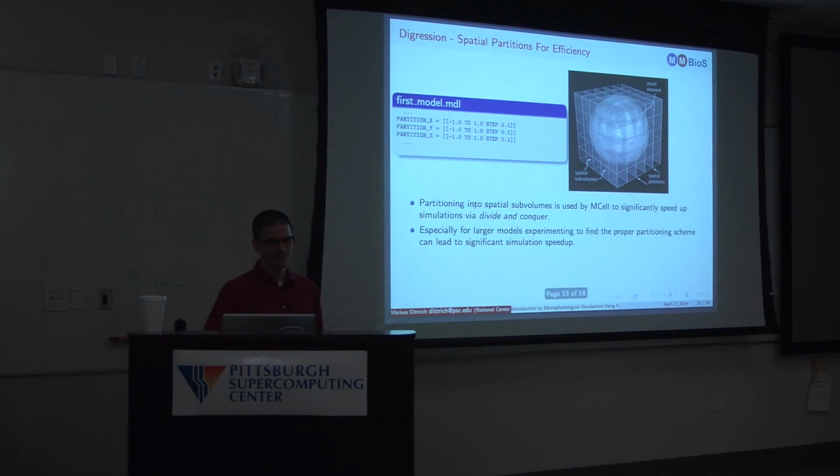Is there a way to assign these partitions in CellBlender? You can do it in CellBlender, right?